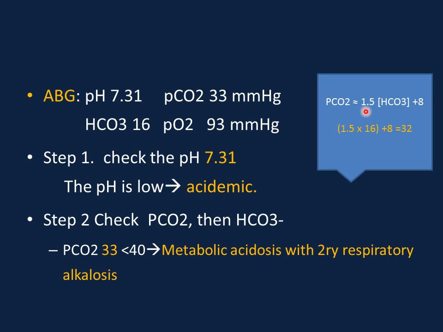Winter's formula: you do 1.5 times the bicarb plus 8, which is 16 plus 8, so it's 32. So 32 here is very close to 33, the actual number of the patient. So this is appropriate compensation. So this patient is having metabolic acidosis with secondary respiratory alkalosis.